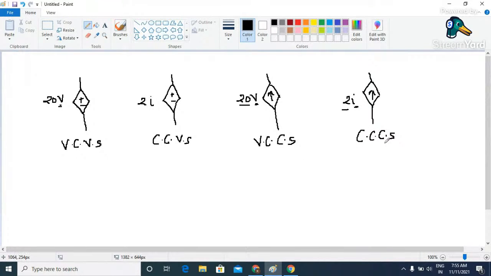So this is very important. It is not at all necessary that it is always going to be 20V or 2I. It totally depends upon the circuit configuration. I have just taken an example, so this you have to remember. Now based on this, let us try to solve one simple numerical.